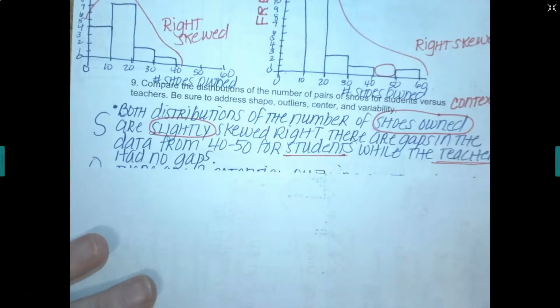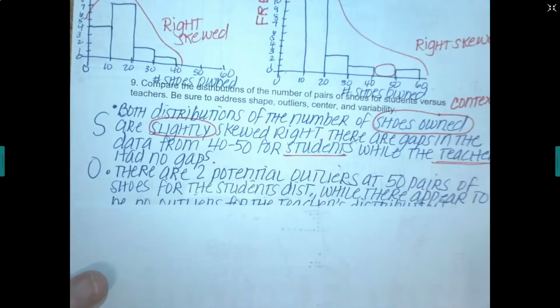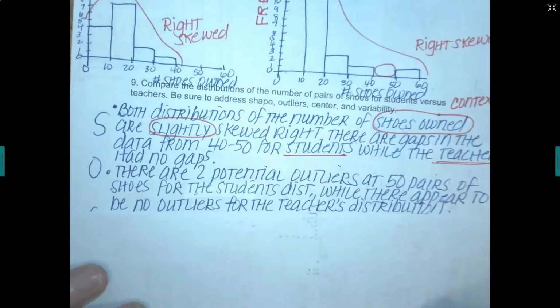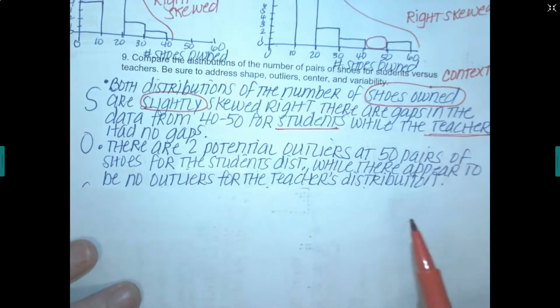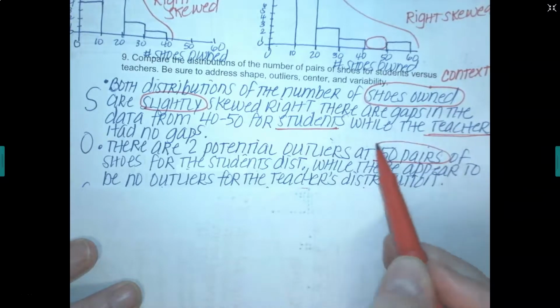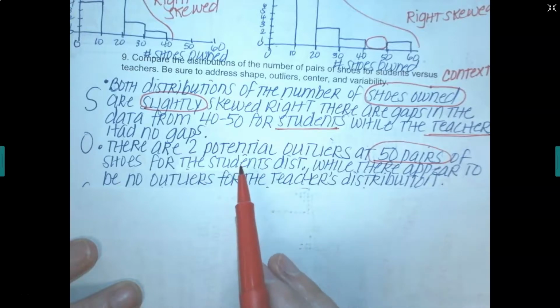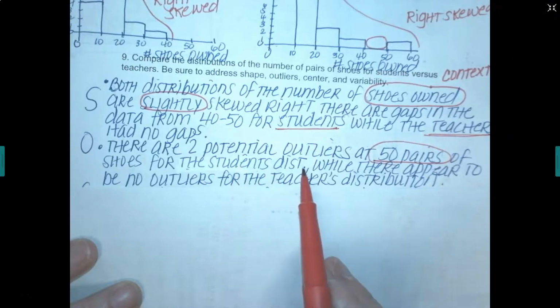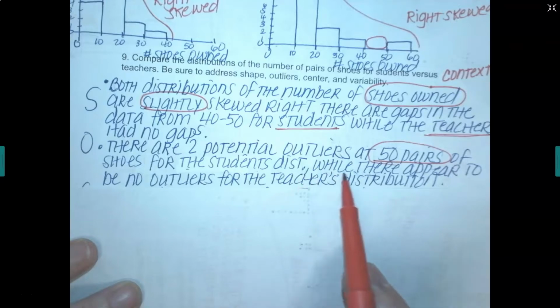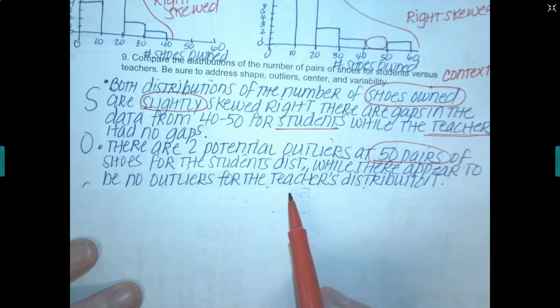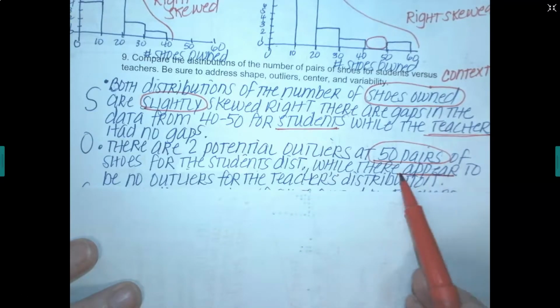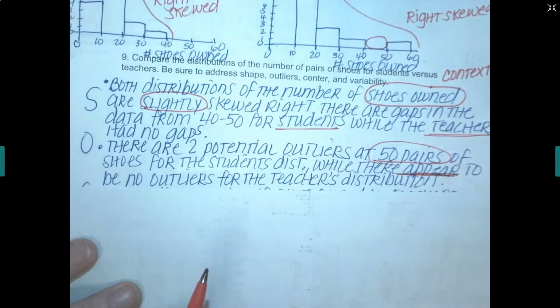The second thing I wanted to talk about was outliers. We don't know the rule yet, but we can look at it and say there are 2 potential outliers at 50 pairs of shoes for the students. I was very specific about who I was talking about. And then I said, while there appeared to be no outliers for the teacher's distribution. I don't know that there is or not, but I used the words appear to kind of soften my language just a little bit.